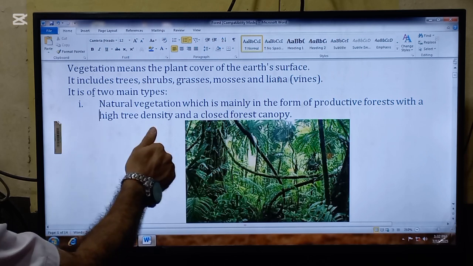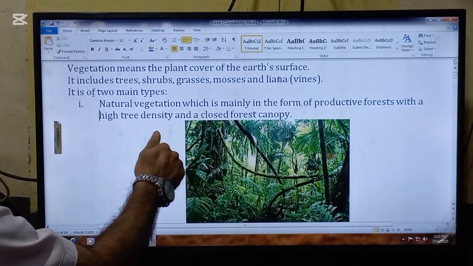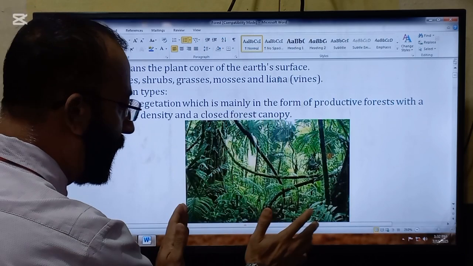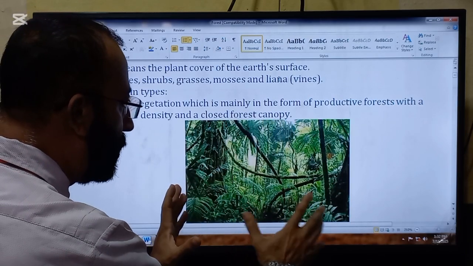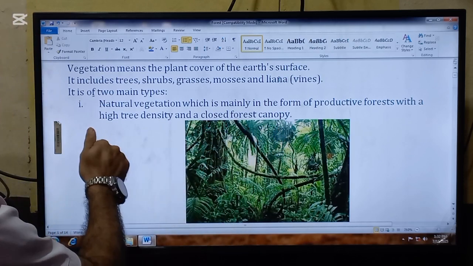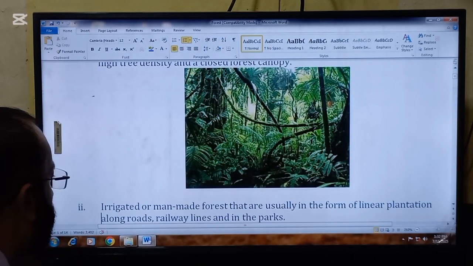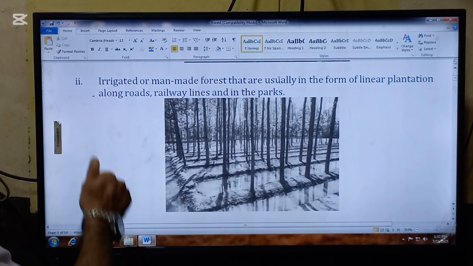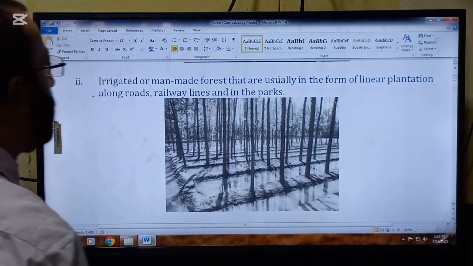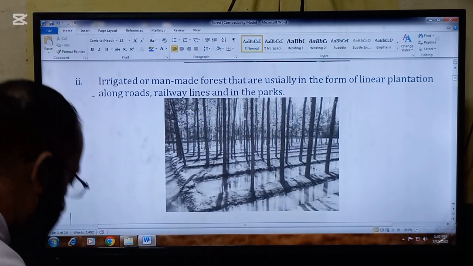Number 1, natural vegetation, which is mainly in the form of productive forest with a high tree density and a closed forest canopy, because this is natural. So there is no particular order. The next type is irrigated or man-made forest that are usually in the form of linear plantation along roads, railway lines, and in the parks.